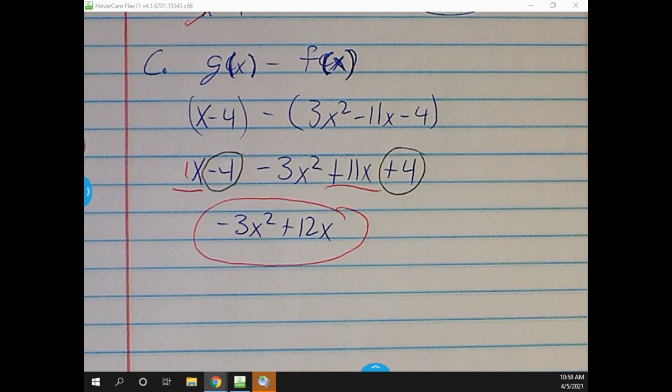All right, and if they ask for domain on this one, it would still be all real numbers because we didn't have any fractions here. Don't know if they will, but if they did, then it would still be all real numbers.